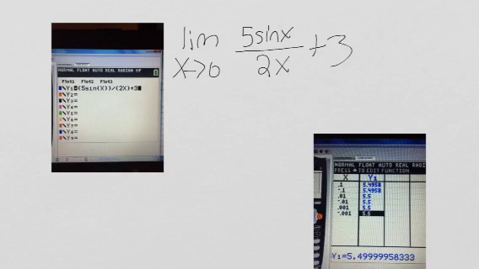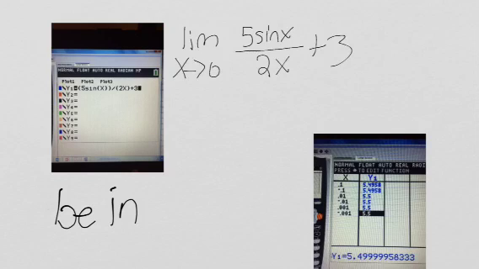Okay, so I'm only going to do a couple of these because it's the same idea every time. You just have to know how to plug these into your calculator and then what to do once you have it plugged in. So we're taking the limit as x approaches 0 of 5 sine x over 2x plus 3. First things first, got to get a little thicker text for this.